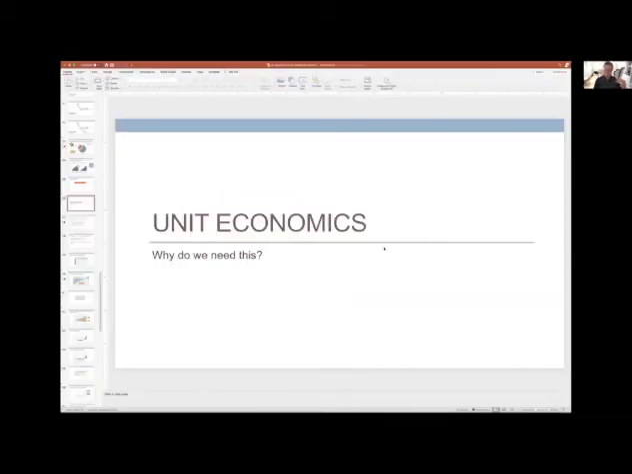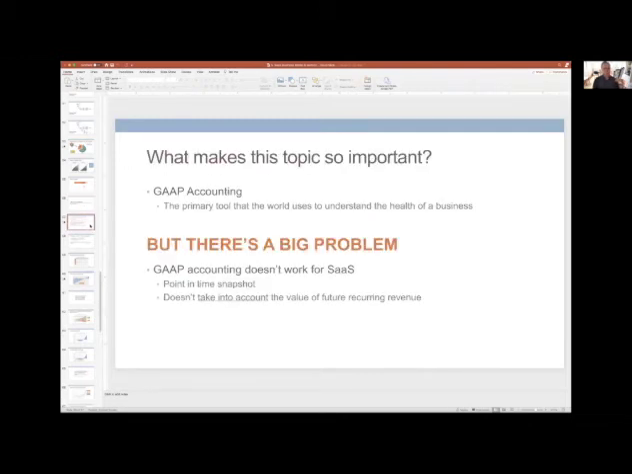So the real question you asked here is what's different about SaaS, recurring revenue business models, and the traditional GAAP metrics that you guys are used to working with? Well, the point-in-time snapshot that GAAP represents does not take into consideration the fact that when you sign up a customer, they're actually going to produce lots and lots of revenue for you over time. And that has very high value. So let's look at why that is the case here.